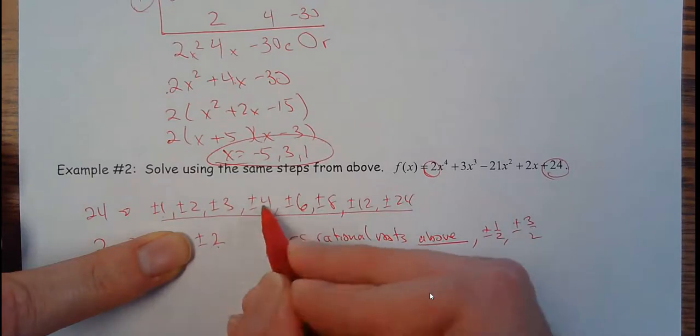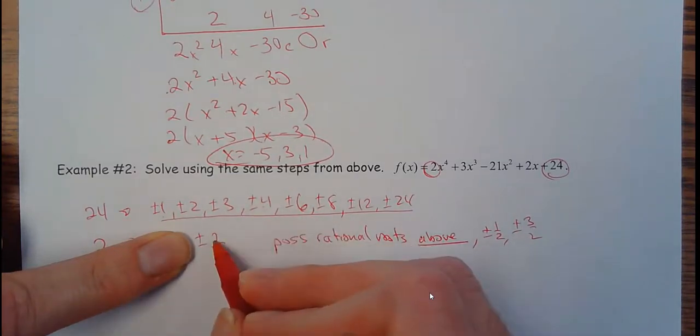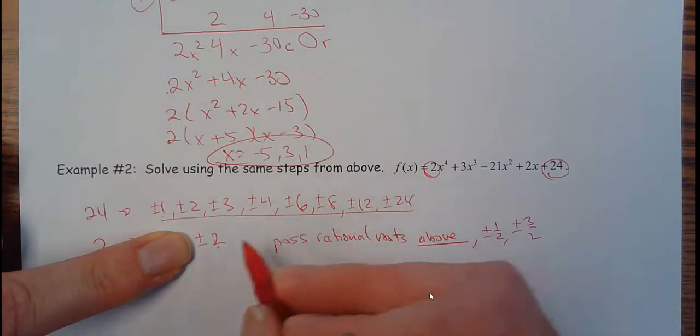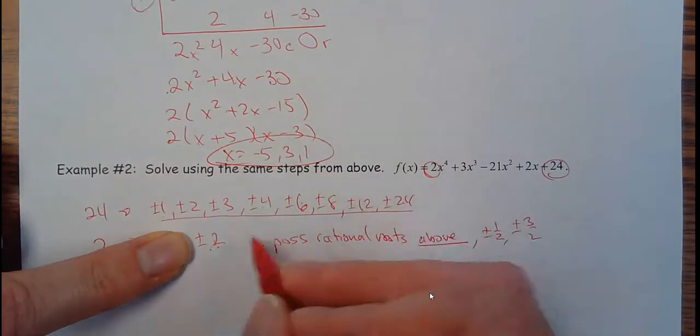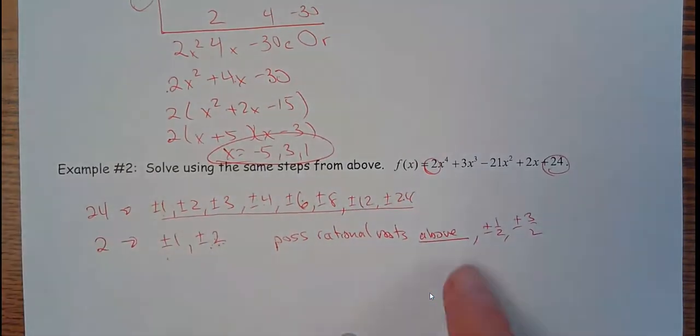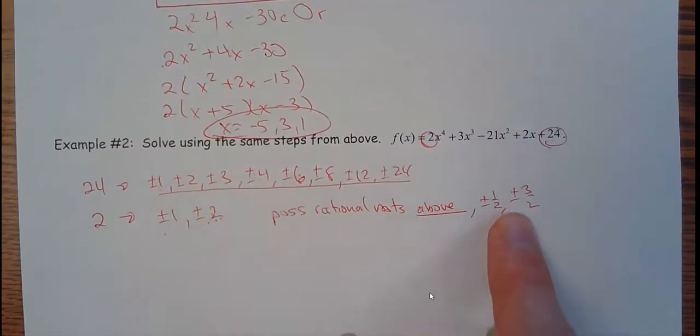3/2, that's 2, that's already in the list. That's 3, that's already in the list. That's 8, that's 4, that's already in the list. 12 divided by 2 is 6, already in the list. 24 divided by 2 is already in the list. So it's this list plus these two that are the possible rational roots.